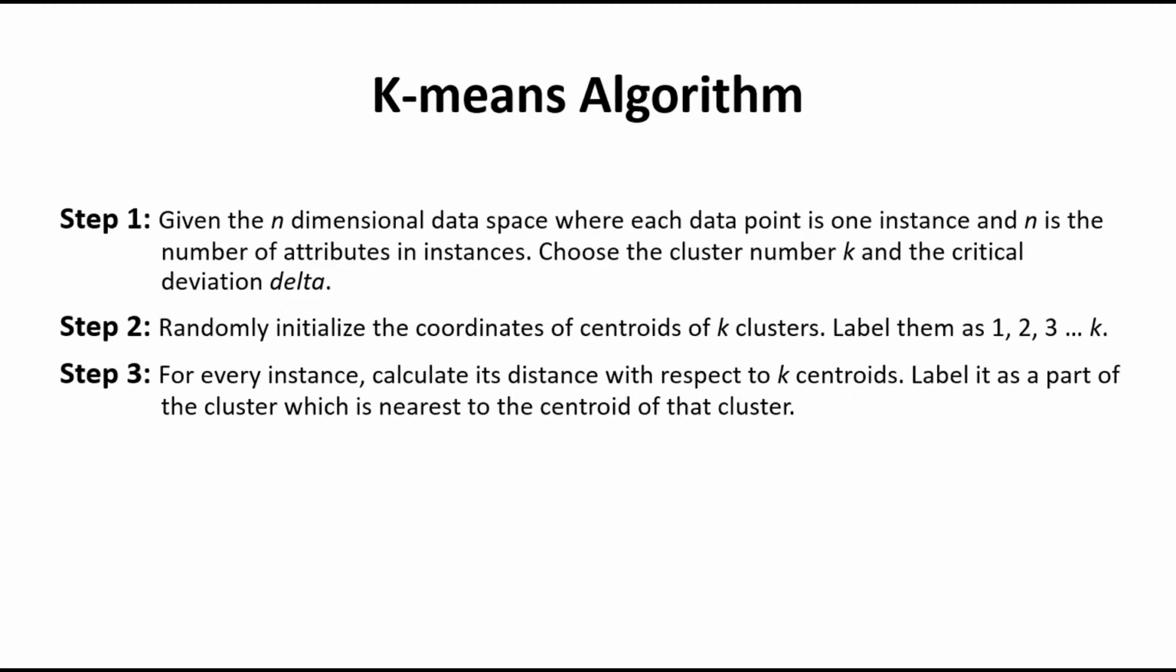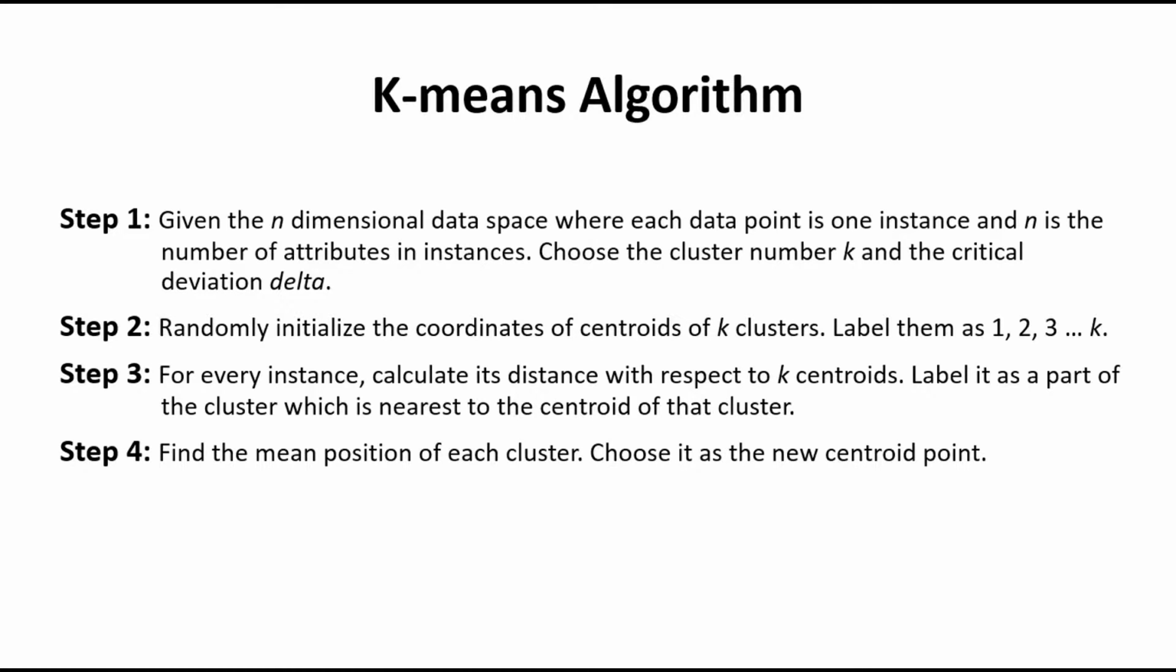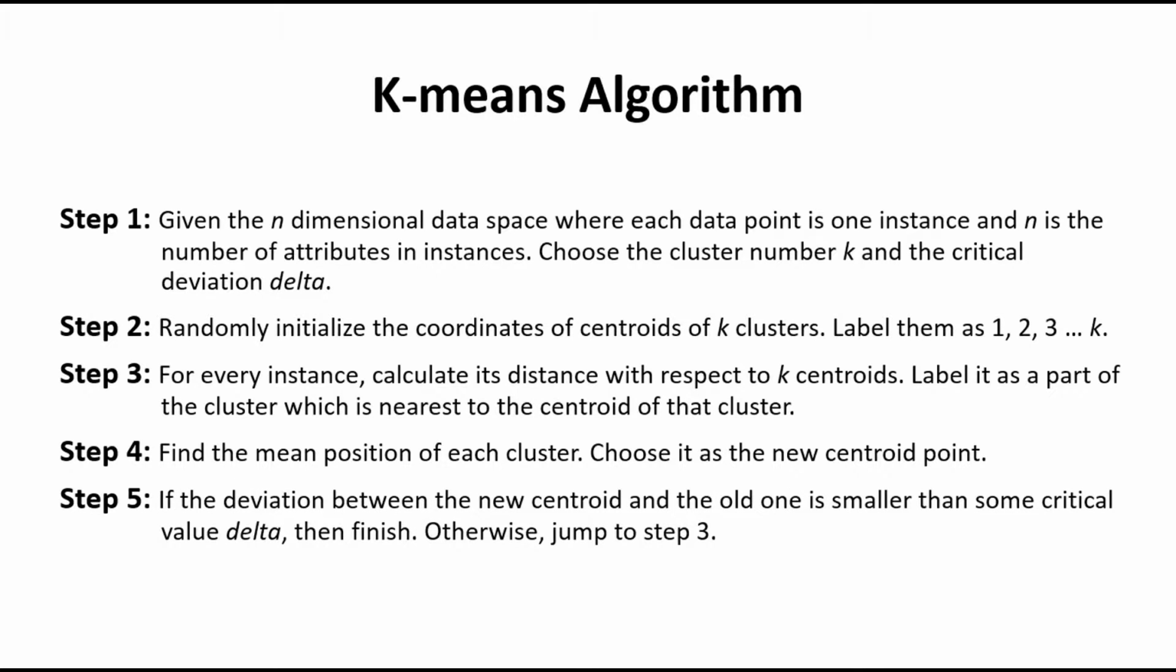Step 3. For every instance, calculate its Euclidean distance relative to the k centroids. Assign the instance to the nearest cluster. Step 4. Find the mean position of each cluster, and choose that position as the new centroid. Step 5. If the deviation of the position of the centroids between iterations is small enough, finish the algorithm. Otherwise, jump to step 3.